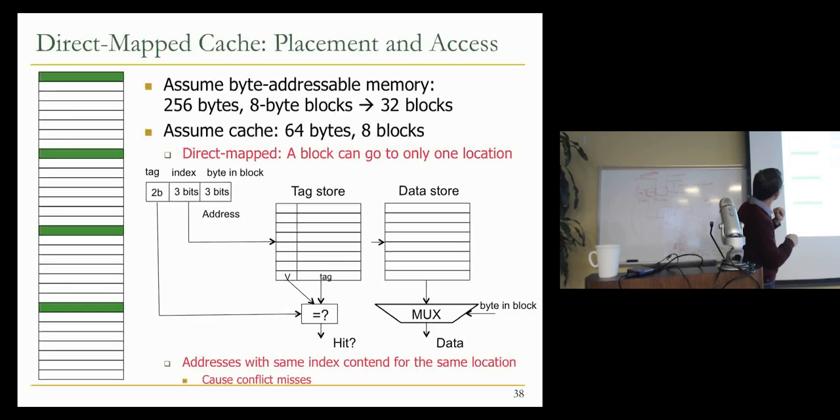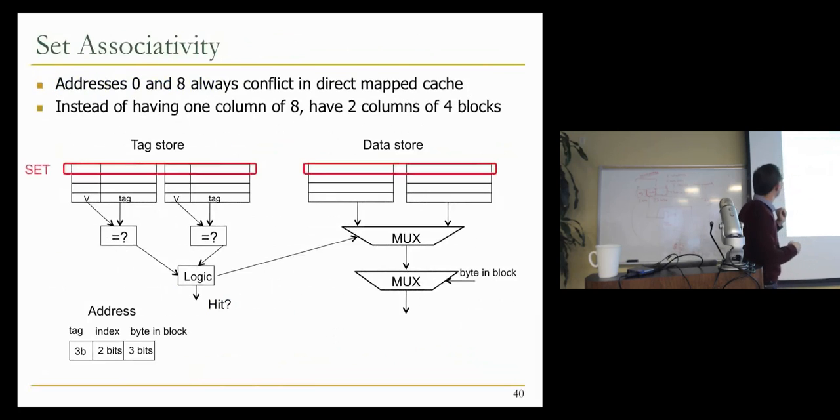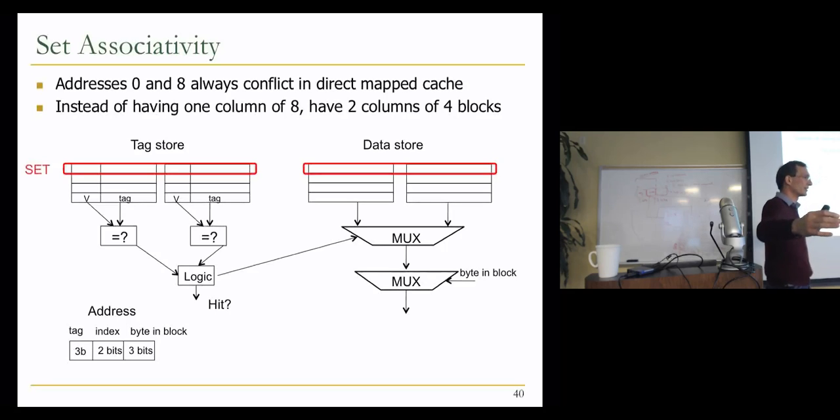0, 8, 16, 24. Sorry. Yes, we need to go 8 by 8. What if you're accessing 0, 8, 16, 24, 0, 8, 16, 24, and so on? Well, this still has that problem, right? You can store only 2, whereas you would like to store 4 in a given index. You still have the conflict misses.